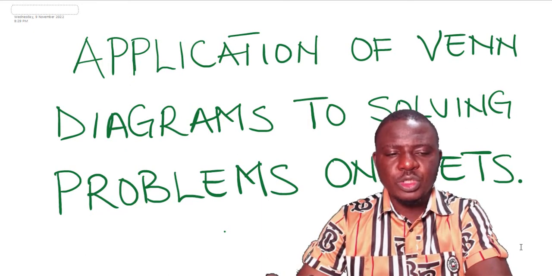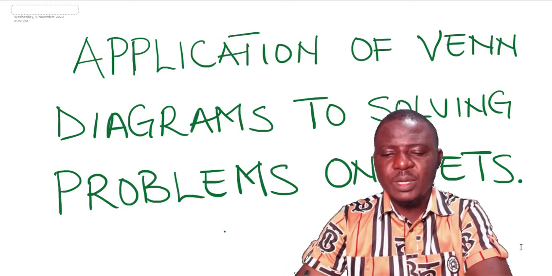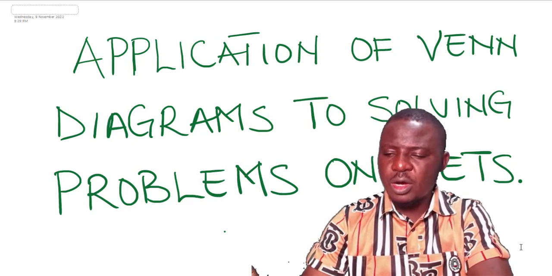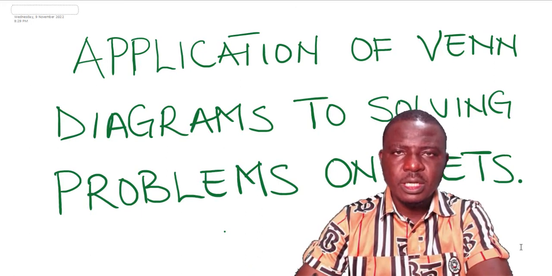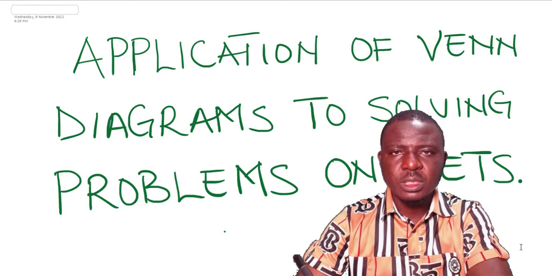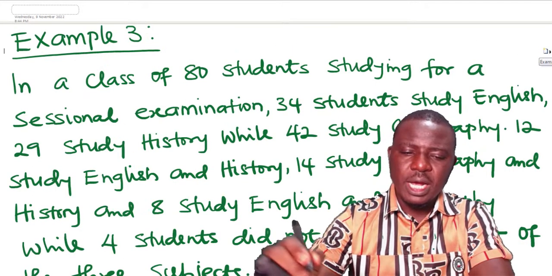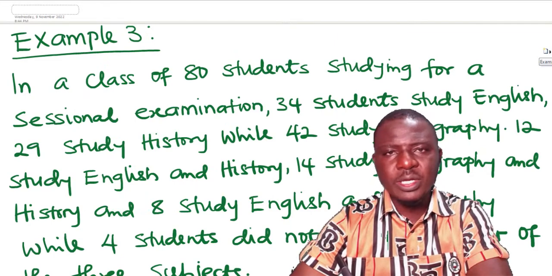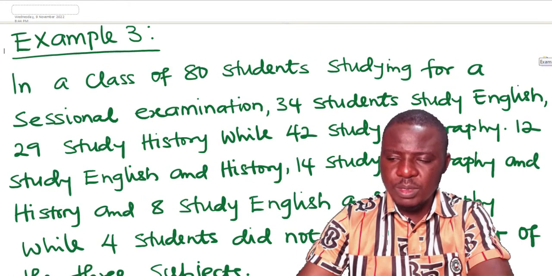Today's class is a continuation of our previous classes on application of Venn diagrams to solving problems on sets. Previously, I have solved examples on two set problems, and in today's class, we shall be taking an example that will lead us in the application of three subsets in solving this problem.